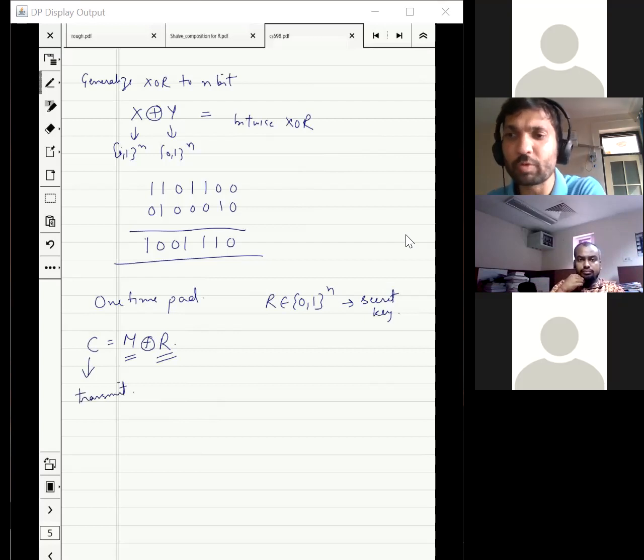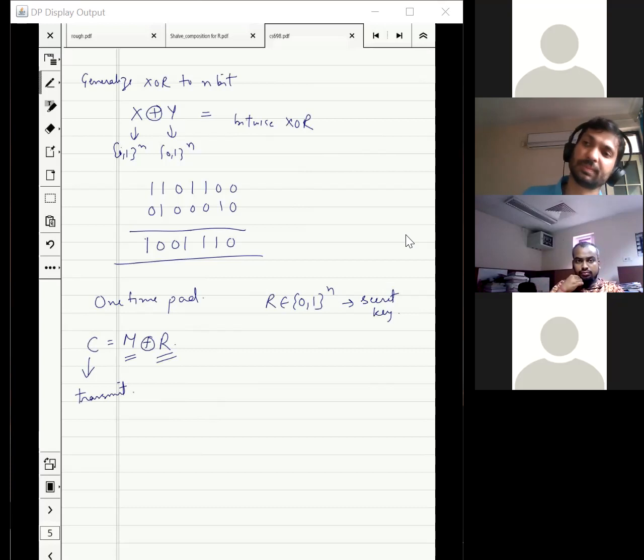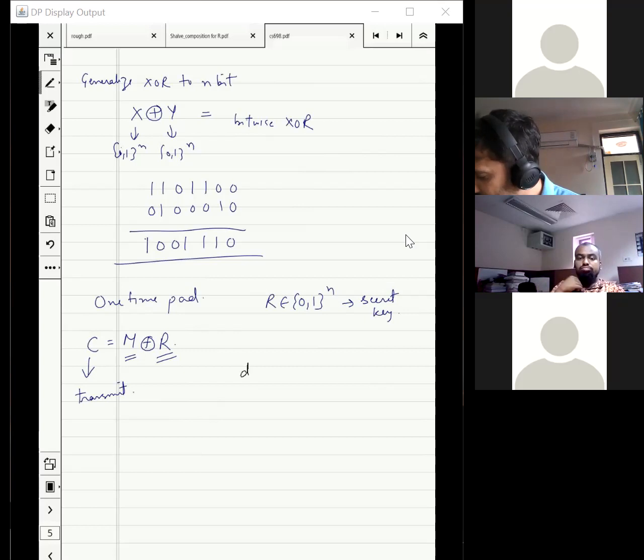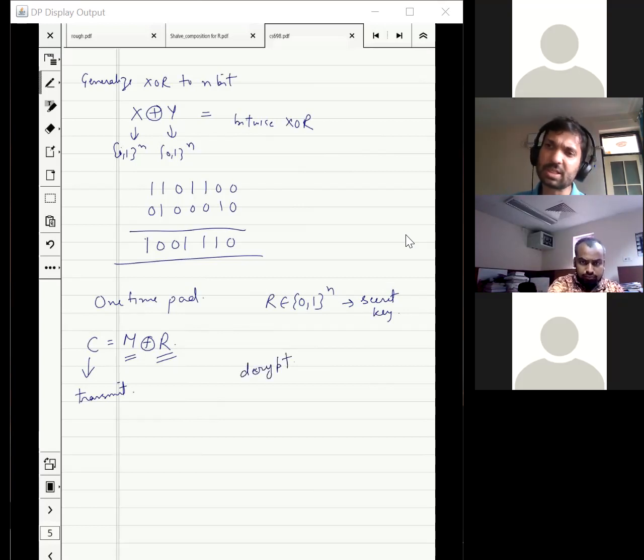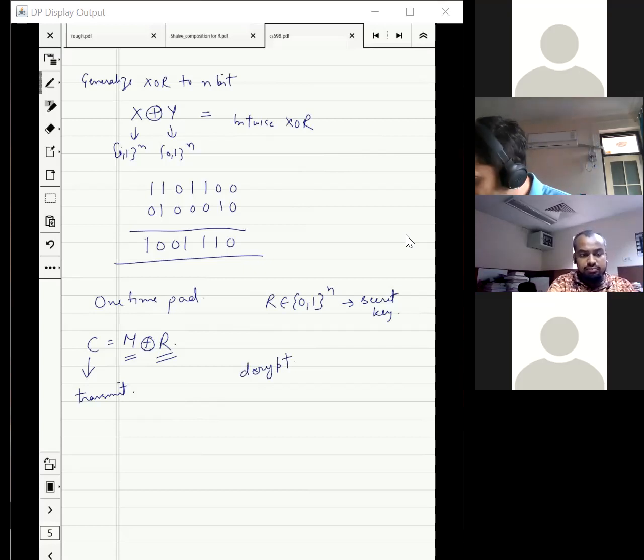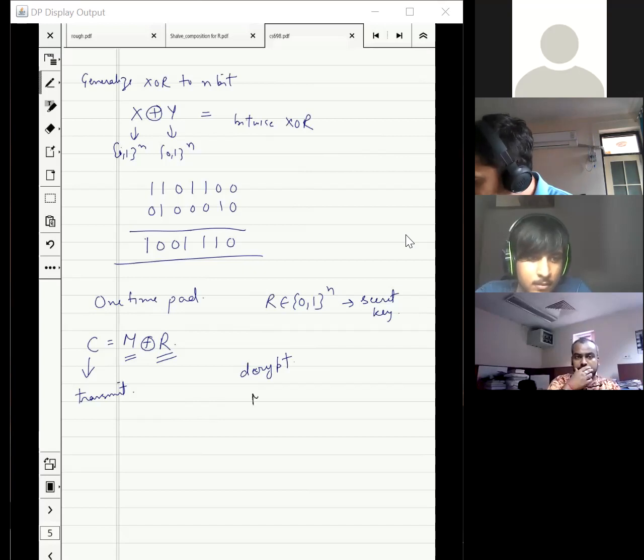Now, what do we want to show? Can you mathematically frame the question? Or intuitively, what do we want to show now? If this is the message, first thing is, how will you decrypt? So someone wants to tell me, how will you decrypt this message? Just a reverse. XOR it with R again. Great. Then my message is C plus R.